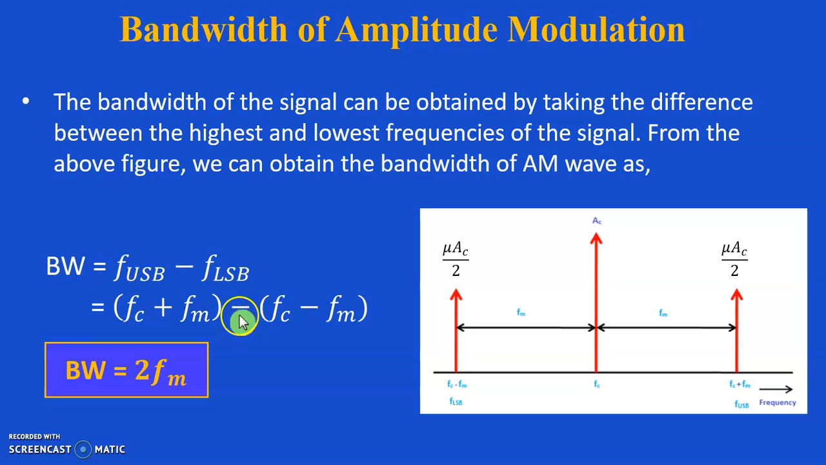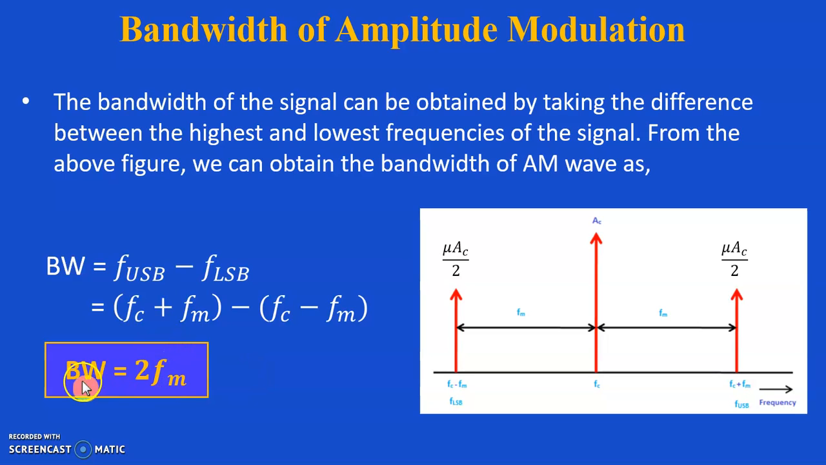If we substitute the upper side band frequency, which is fc + fm, minus the lower side band frequency, which is fc − fm, we find that the bandwidth is equal to 2fm. So as we said, the bandwidth of the AM wave is equal to twice the bandwidth of the message signal, or the modulating signal fm.